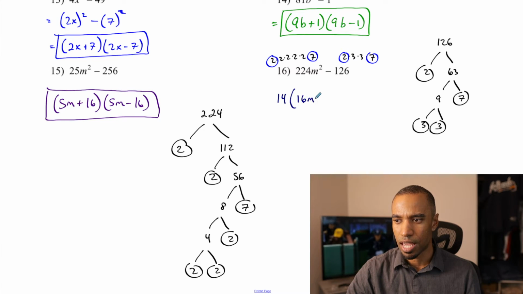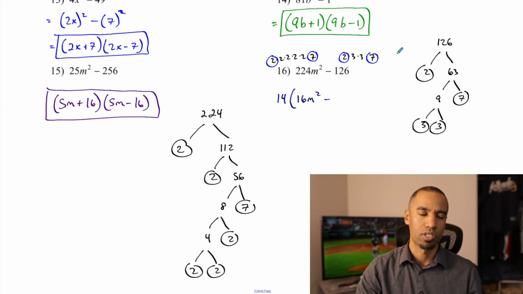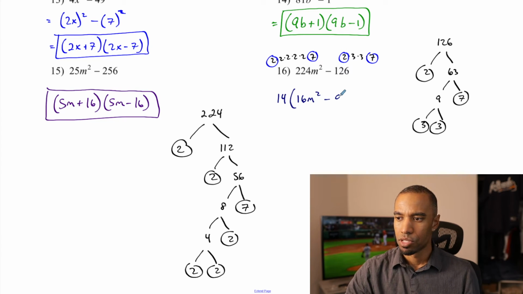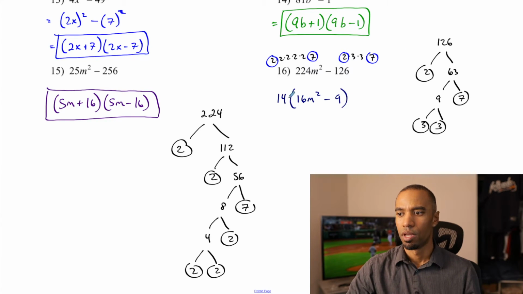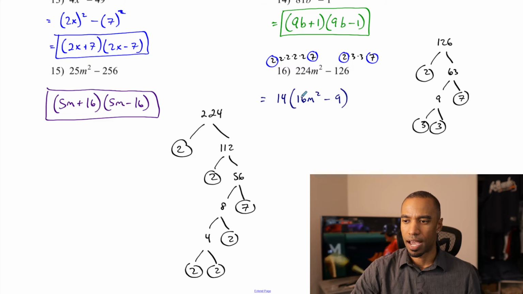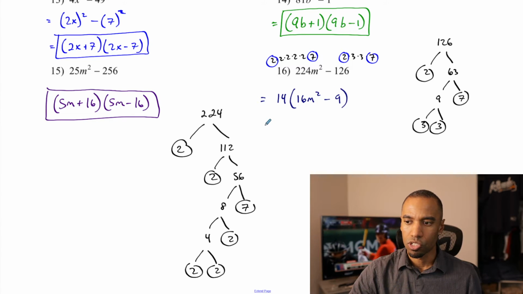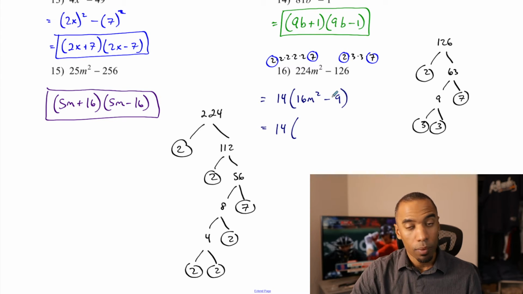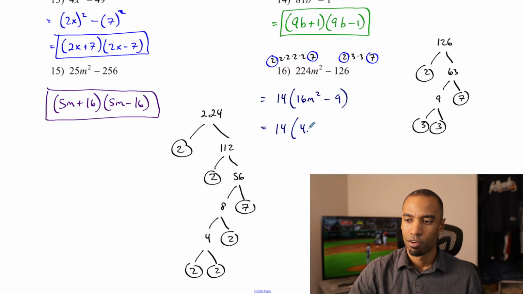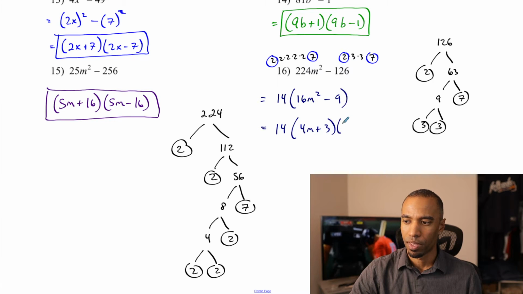It's 16m squared minus 126 over 14, which I think is 9. 16m squared. Oh yeah, perfect squares also. 16m squared minus 9 there. And hey, 16 is a perfect square, 9 is a perfect square, right? So now that's 4m plus 3, right? 3 squared is 9. 4m plus 3 and 4m minus 3.